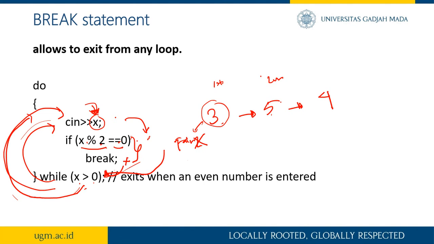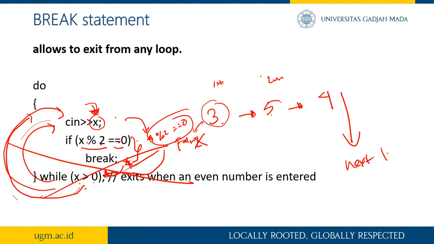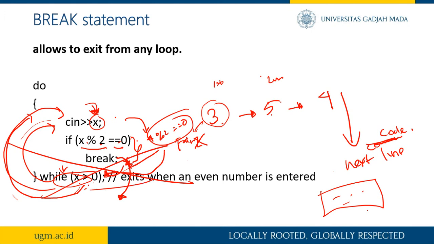Because 4 modulus 2 is equal to 0, it will lead into a break. So the looping will be closed. So we will continue to the next command line, or next code line. So here we go to the next line. Even though we are not checking the condition, the break means just go to the next code right after the looping.